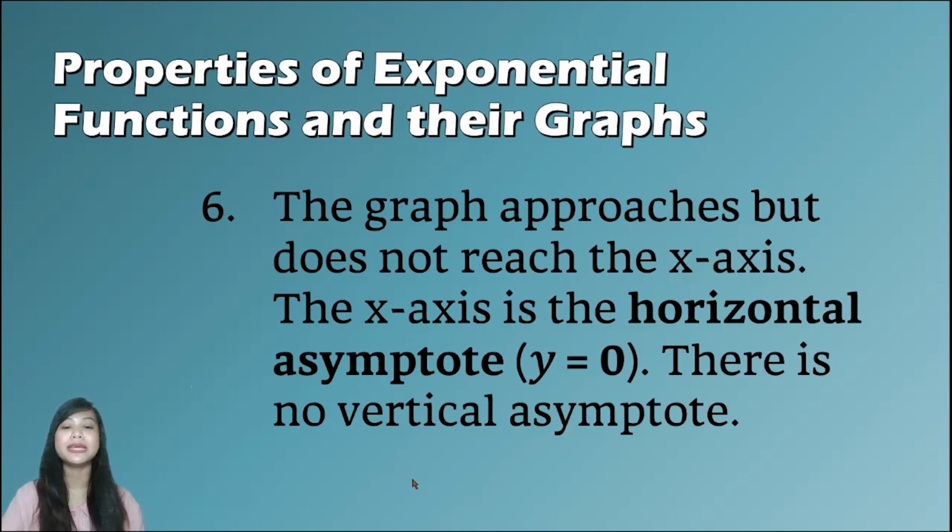And for the last, we have the last property. The graph approaches but does not reach the x-axis. Meaning, the x-axis is the horizontal asymptote, which is y equals 0. So we have a horizontal asymptote, which is y equals 0. But there is no vertical asymptote. So those are the properties of exponential functions in the form of f of x equals b raised to x. Your b should not be equal to 1.